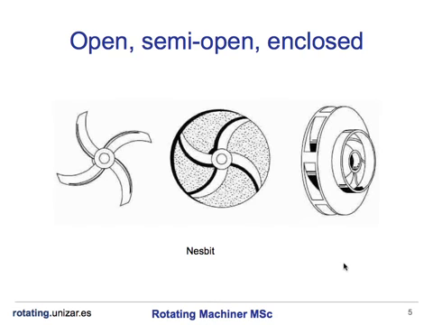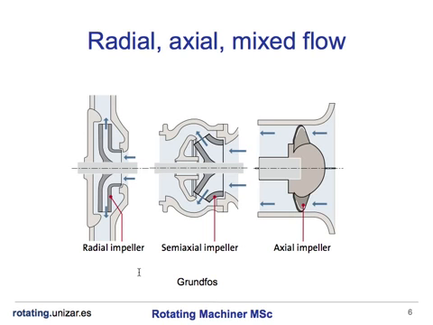If we look at the type of flow we have inside the impeller, we can classify the impellers into these three types: radial, axial, and mixed flow. In the radial impeller, you can see the flow. This is the actual direction of the flow, and this is the radial direction. You can see this impeller has mostly or exclusively a radial velocity component.